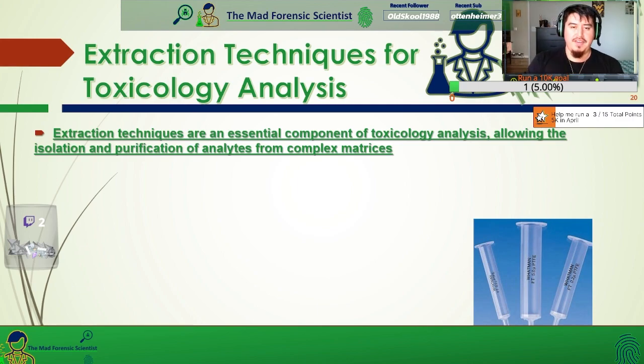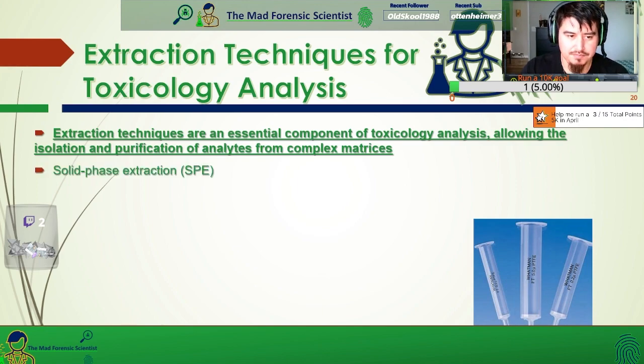We've gone into the final aspect of the basics of toxicology, which is extraction techniques. Extraction techniques are an essential component of toxicology analysis, which allow for isolation and purification of analytes from complex matrices. A toxicologist is going to be focused on getting the drugs or the toxins from the biological components so that they can analyze them, identify them, and quantitate them.